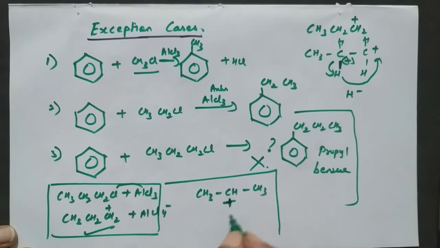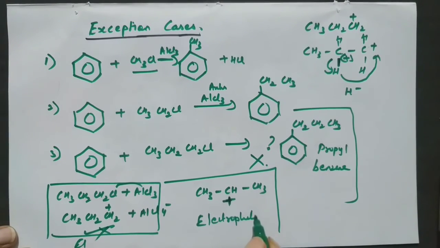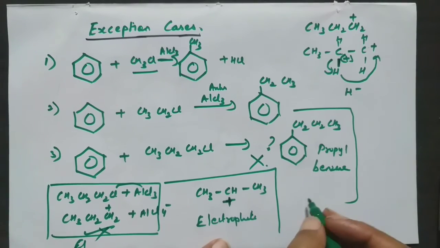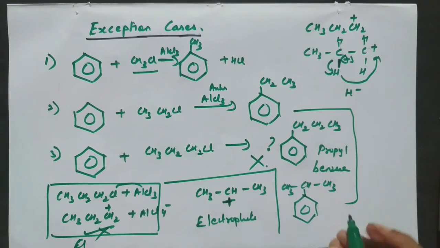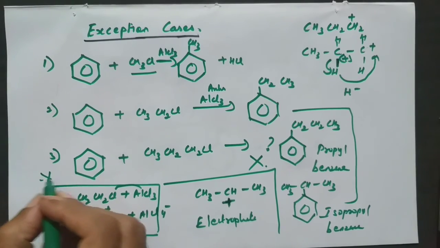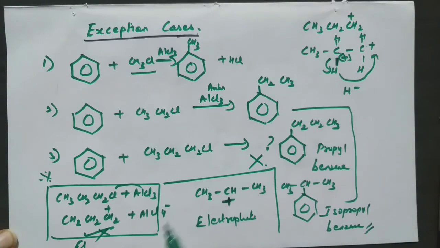Now this will be the electrophile. This is not the electrophile, and this will be the electrophile. It is very, very important in the case of propyl chloride. This will go and attack the benzene ring, so the product will be this one. I'll write CH3, the CH, and here it is CH3, and we call the compound isopropyl benzene. You have to make this clear: you will not directly get propyl benzene, you will get isopropyl benzene because of the stability. You have to understand that.